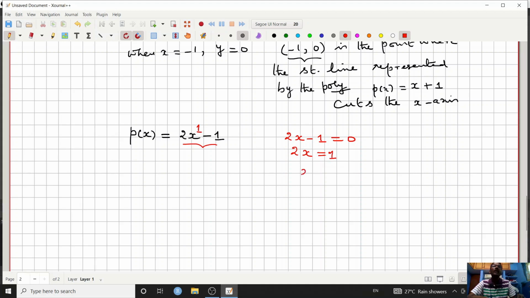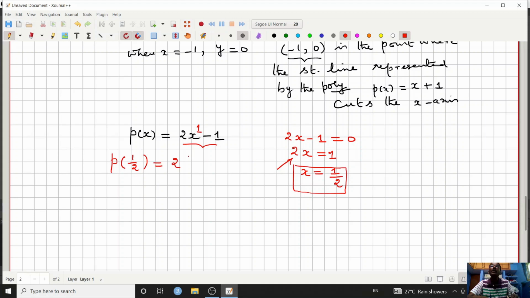Now what will happen? 2 is non-zero, so you can divide both sides by 2, a non-zero number, which is nothing but the multiplicative inverse idea. So x is equal to 1 by 2. So we have found the value of x. Now you can check whether it is correct or not. So that is the zero of the polynomial.